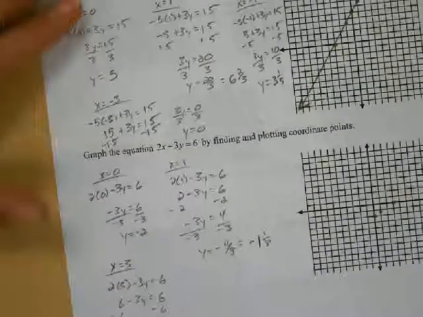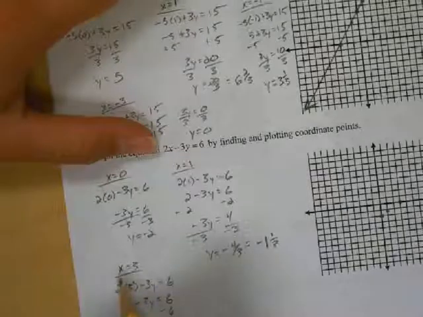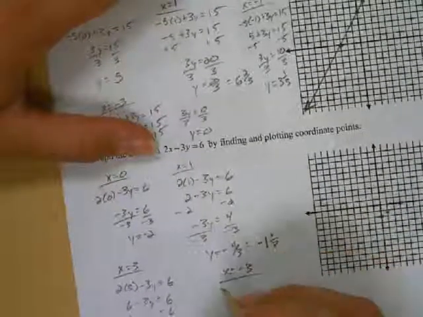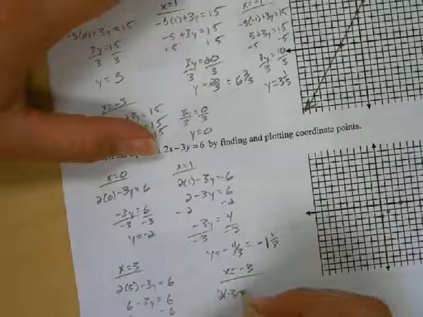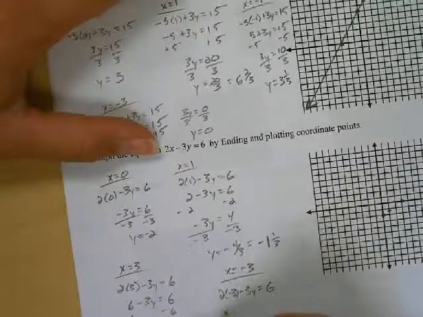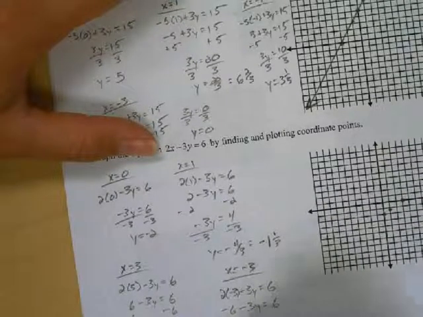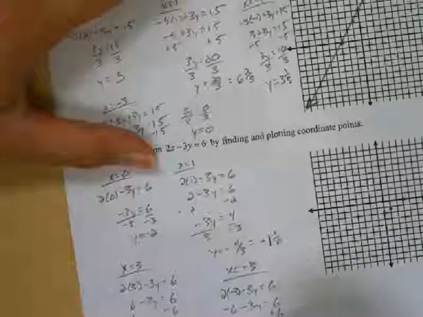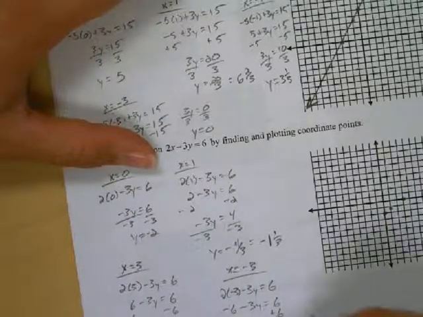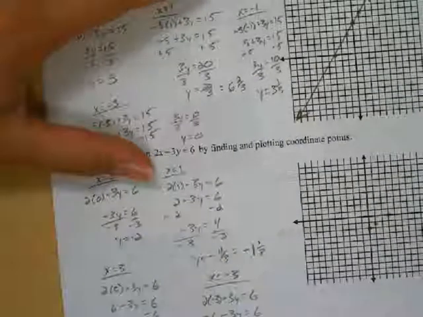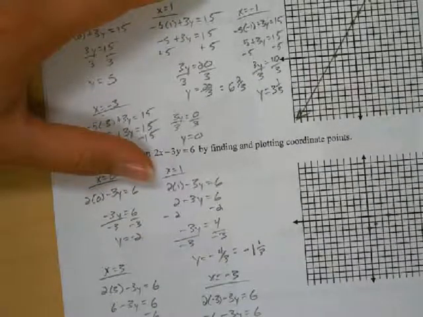Alright, let me pick one more. So positive 3 works, so I'm going to say negative 3 will probably work. So let's try negative 3. 2 times negative 3 minus 3y is 6. Negative 6 minus 3y is 6. Add your 6 this time. Negative 3y is positive 12. Divide by negative 3, and we get y is equal to negative 4. So when x is negative 3, y is negative 4.